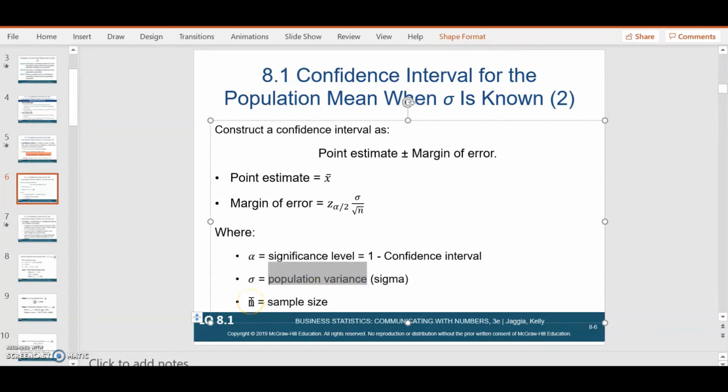And of course we have n that is to represent the sample size. So the standard error is constructed by dividing the population variance. Sorry, this is supposed to be population standard deviation instead of population variance. Let me correct the slides first. As I mentioned before, the standard error is equal to population standard deviation divided by square root sample size.